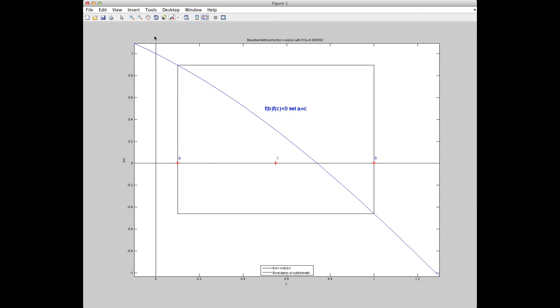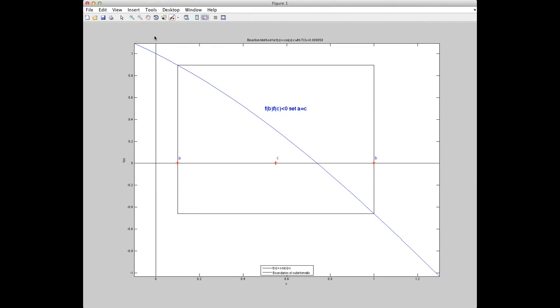So what's so special about C? Well, we use C as a guess to the root. From this picture, it's not all that close to the root, but it's better than either A or B. And if you look at the interval from C to B, the root is contained in that interval. So we update our interval: we set A equal to C, and we define a new interval from C to B.